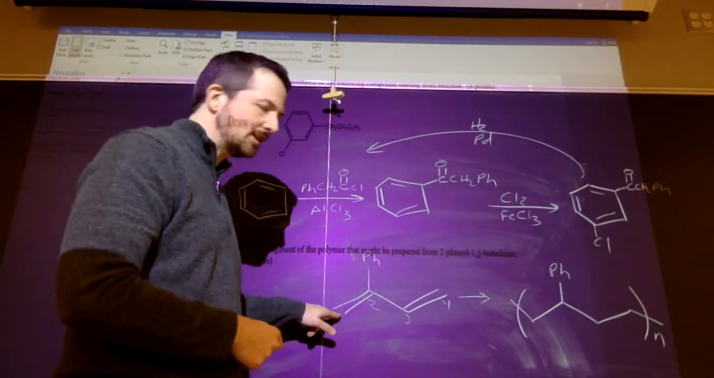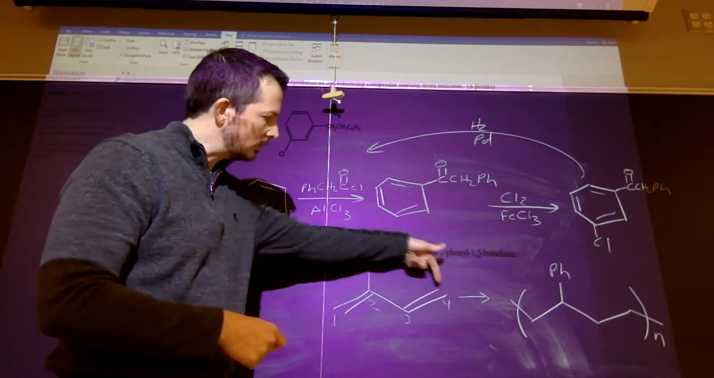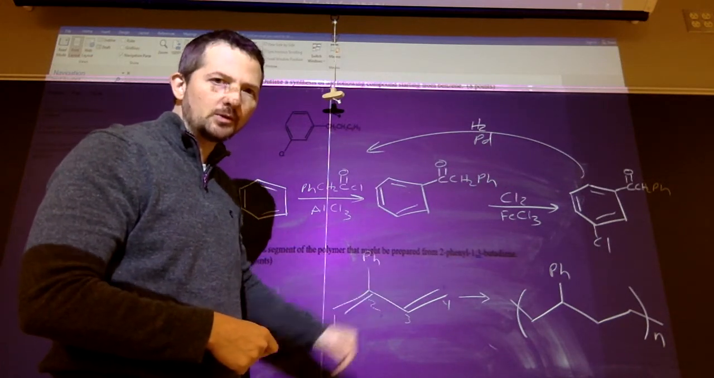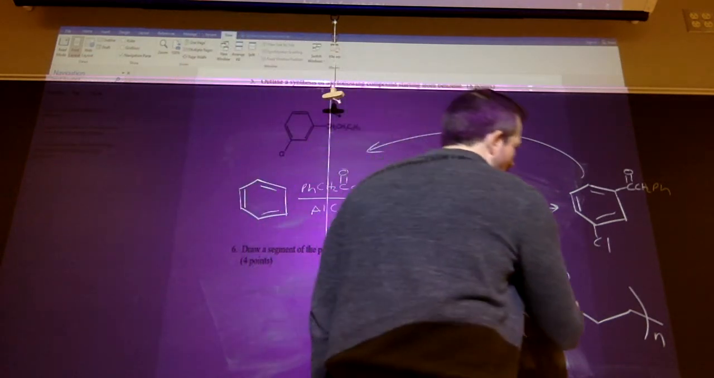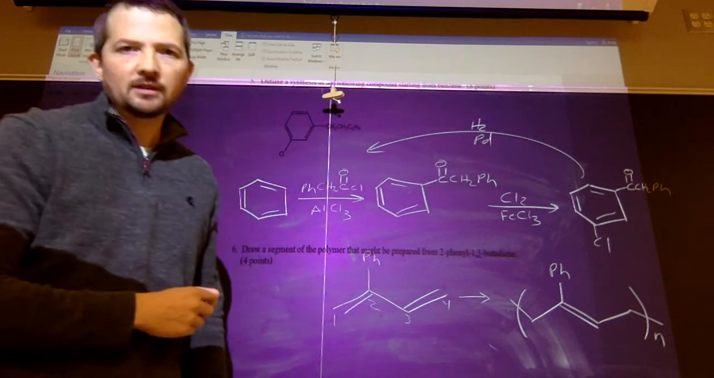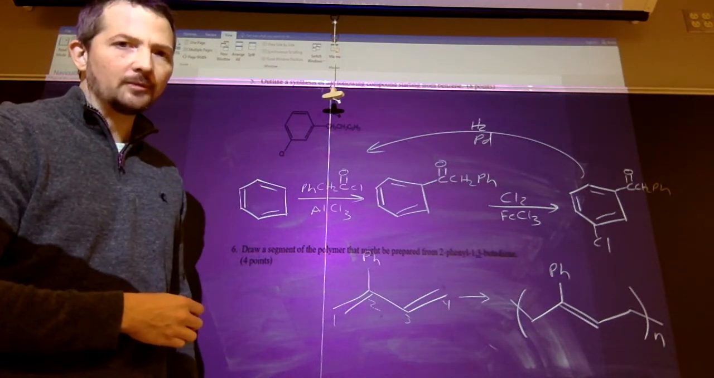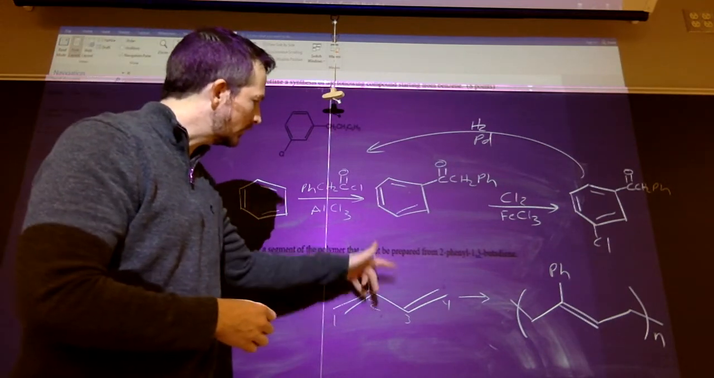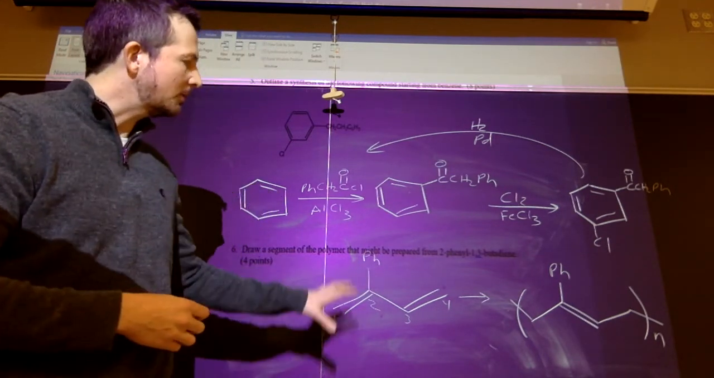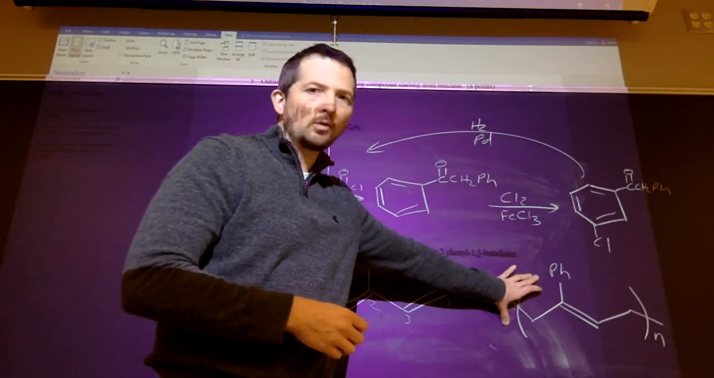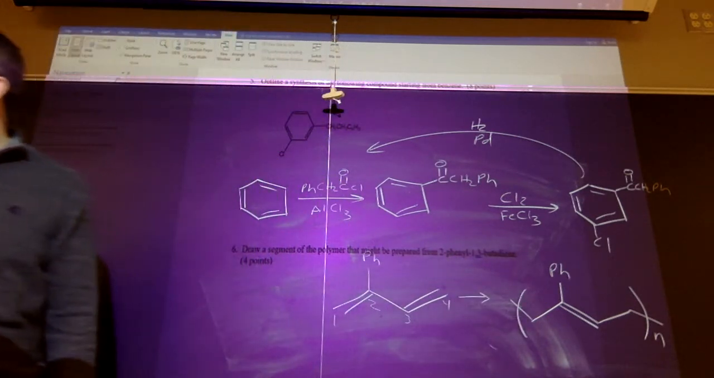Remember, for 1,4 addition, you see addition take place at 1 and at 4, and your double bond moves between 2 and 3. Double bond between 2 and 3. So that'd be the segment of the polymer that you can prepare from that. You could also do 1,2 addition if you want to, and I'd still count it right, but what we're looking at now is the 1,4 addition products.